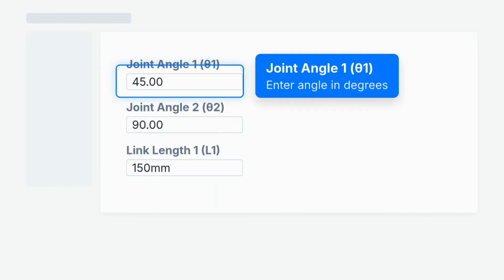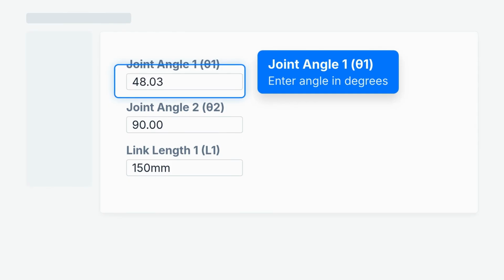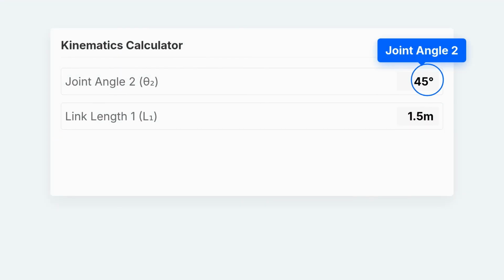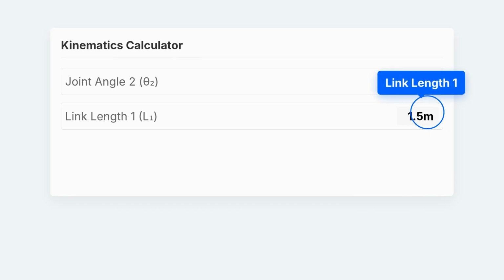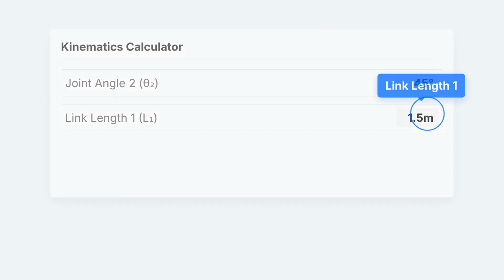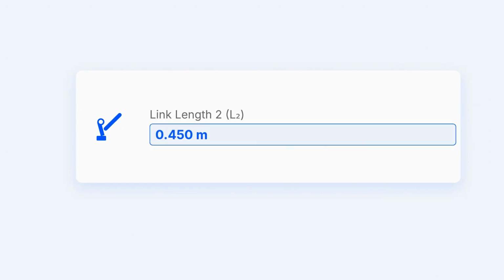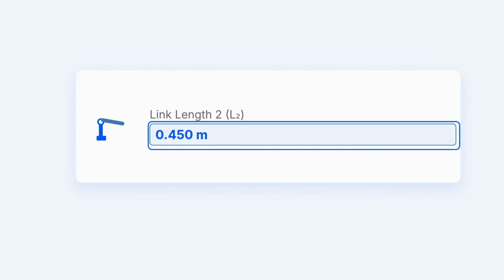First, we have joint angle 1, theta 1, in degrees, where you enter the angle of the first joint from the base. Next is joint angle 2, theta 2, in degrees, which is the angle of the second joint. Then we have link length 1, L1, in meters, representing the length of the first arm segment. Finally, link length 2, L2, in meters, is the length of the second arm segment.